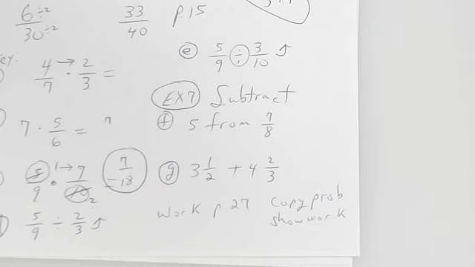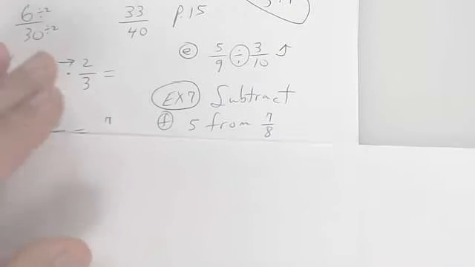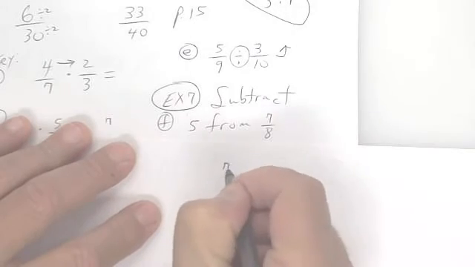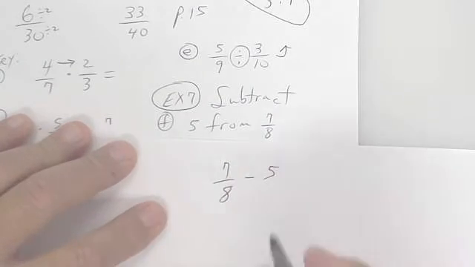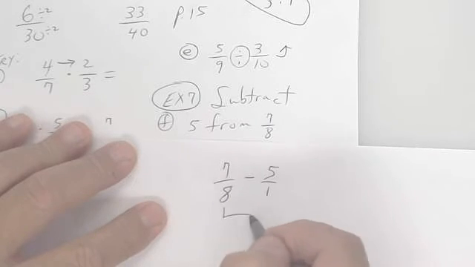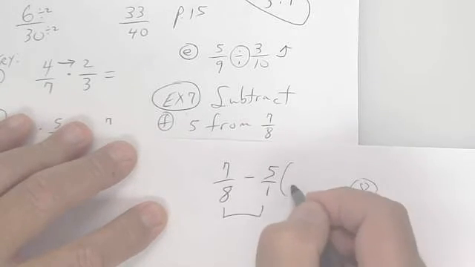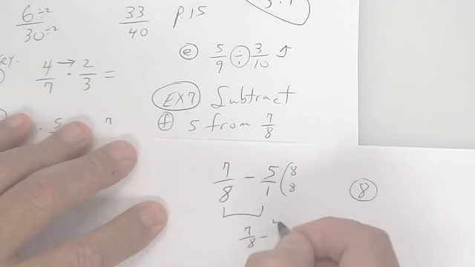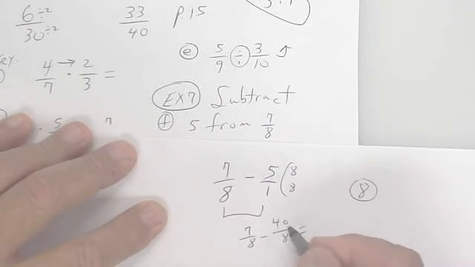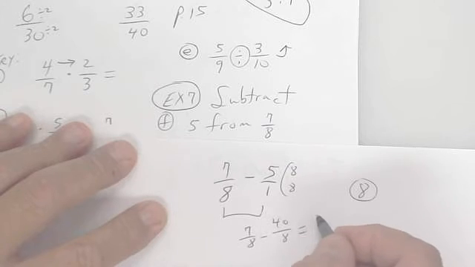Try this one. Subtract 5 from 7 over 8. Well, here's 7 over 8, and you're going to subtract 5. So try that. Put a 1 under here. Your least common denominator is 8. So you want to multiply this one by 8. So you're going to get 7 over 8 minus 40 over 8. So that's going to give me negative 33 over 8.